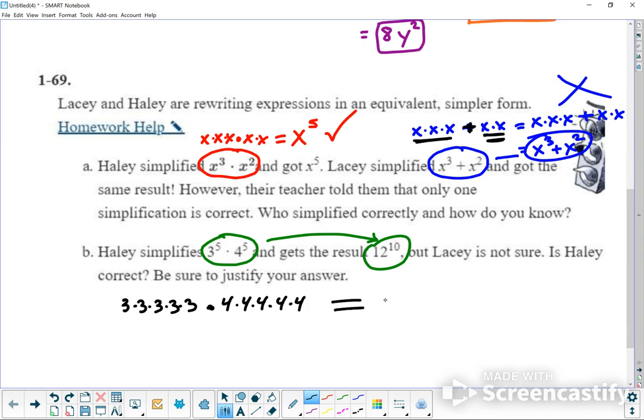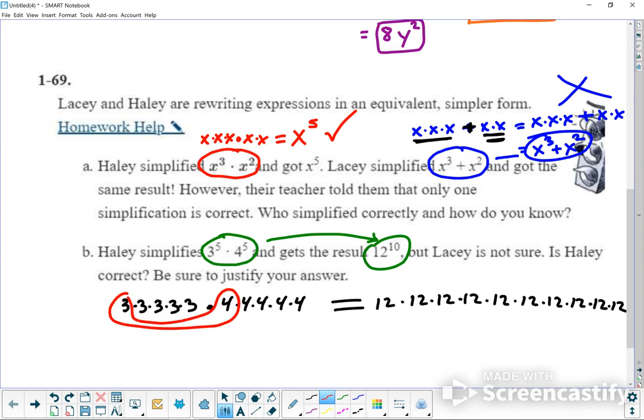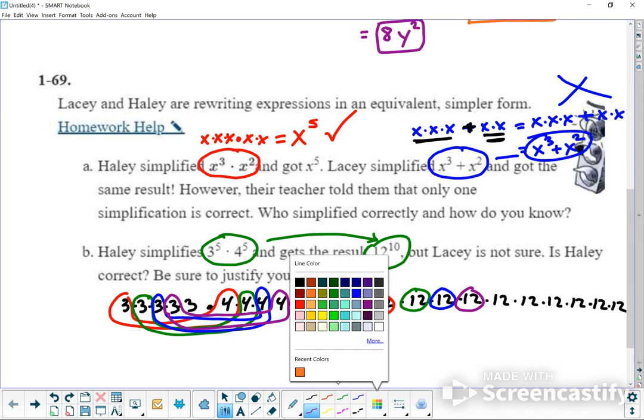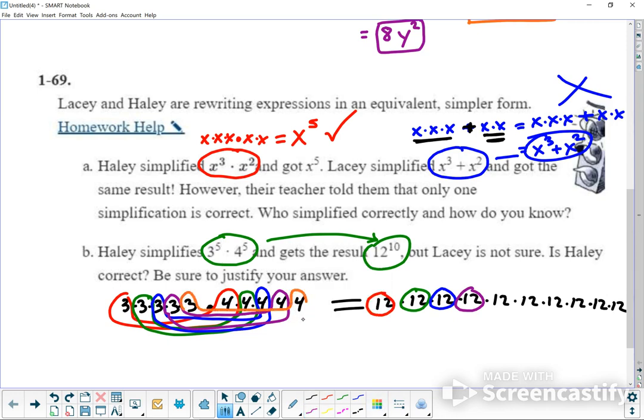Now, do we get 12 to the 10th? No. Does that equal 12, 12, 12, 12, 12, 12, 12, 12, 12, 12? I don't think so. Let me see. 3 times 4 is 12. So we got that. 3 times 4, those two, is 12. 3 times 4 is 12. 3 times 4 is 12, and we'll go orange. 3 times 4 is 12, right? So I took care of all of it, and I still have 5 more 12s. So that is not correct.